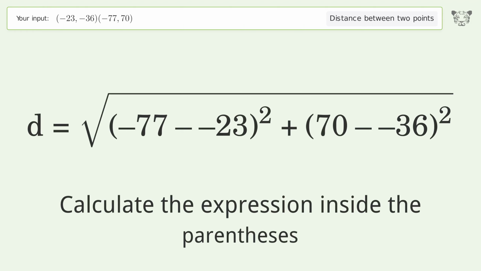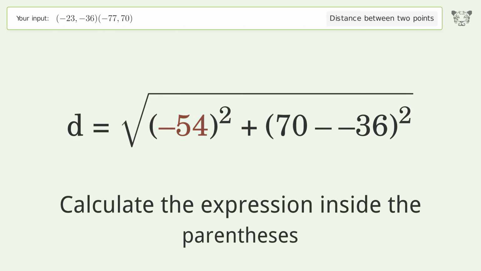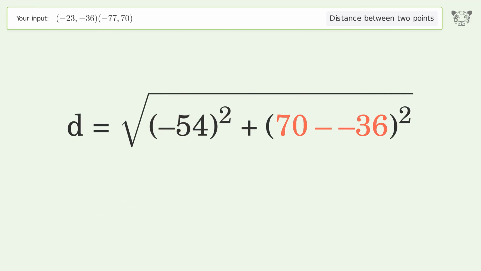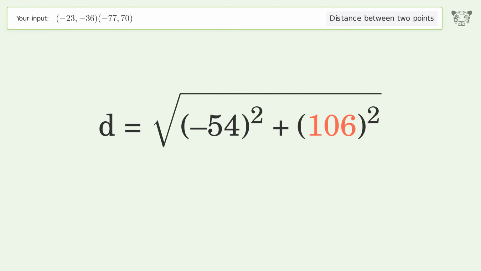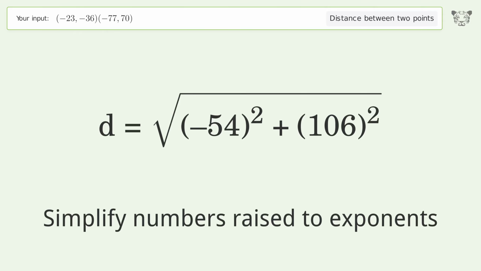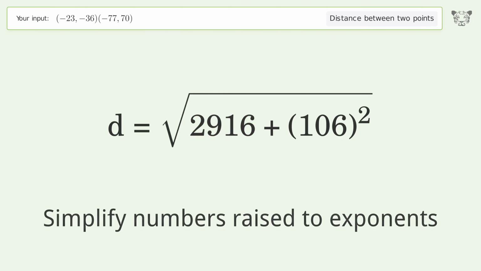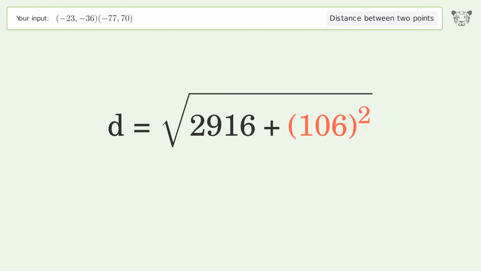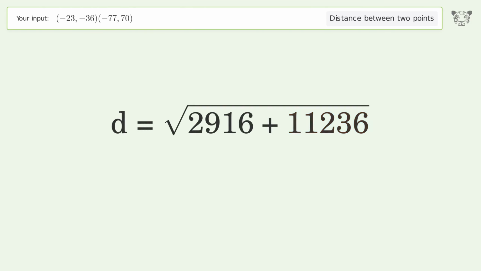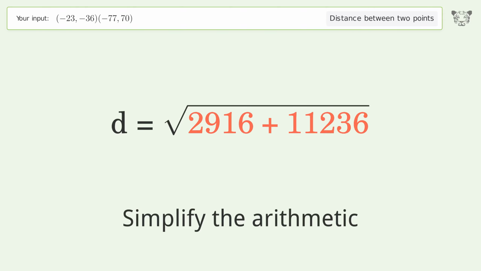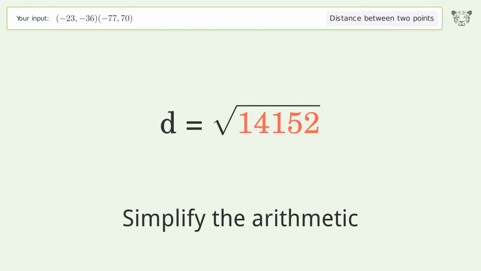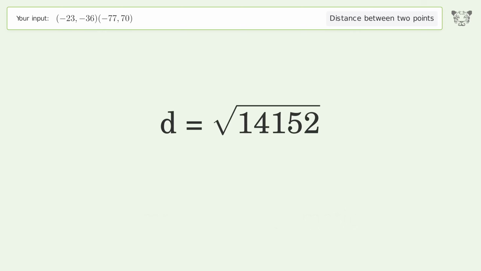Calculate the expression inside the parentheses. Simplify numbers raised to exponents. Simplify the arithmetic. And so the distance between the 2 points is the square root of 14,152, or 118.962.